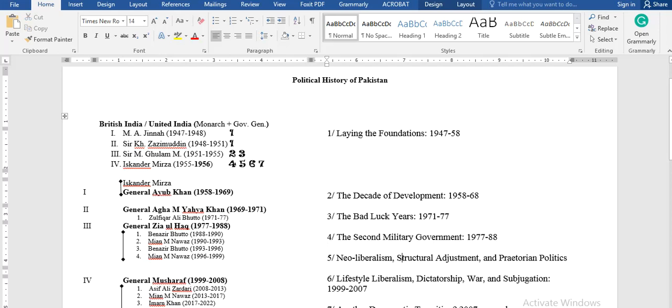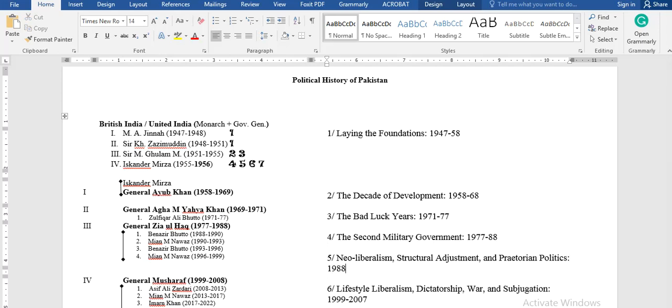So this is the new liberalism era, and it belongs to 1988 up till 1999. This era is regarded as neoliberalism because Benazir Bhutto and Mian Nawaz Sharif both focused on liberalizing the economy, and they entered into structural adjustment programs, and Praetorian politics was there.